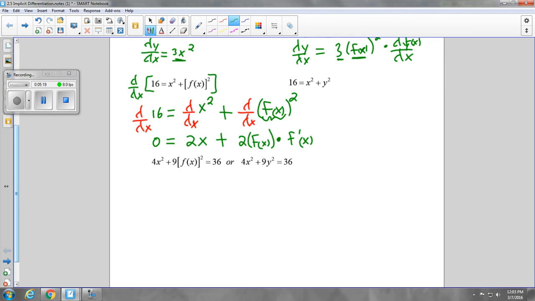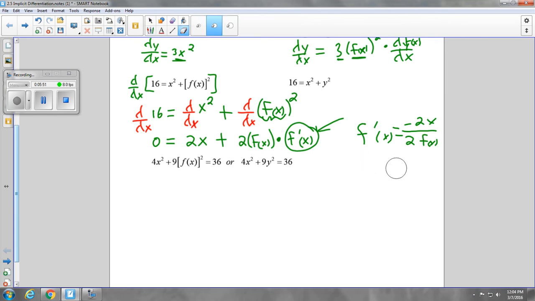So if we're looking for the derivative, that's this term of this function, now I can rearrange this to solve for it. If I rearrange this, f prime is equal to negative 2x over 2f of x, or 2y, same thing. I'll write it the way we more typically write it. So y prime, the derivative, is equal to negative 2x over 2y.